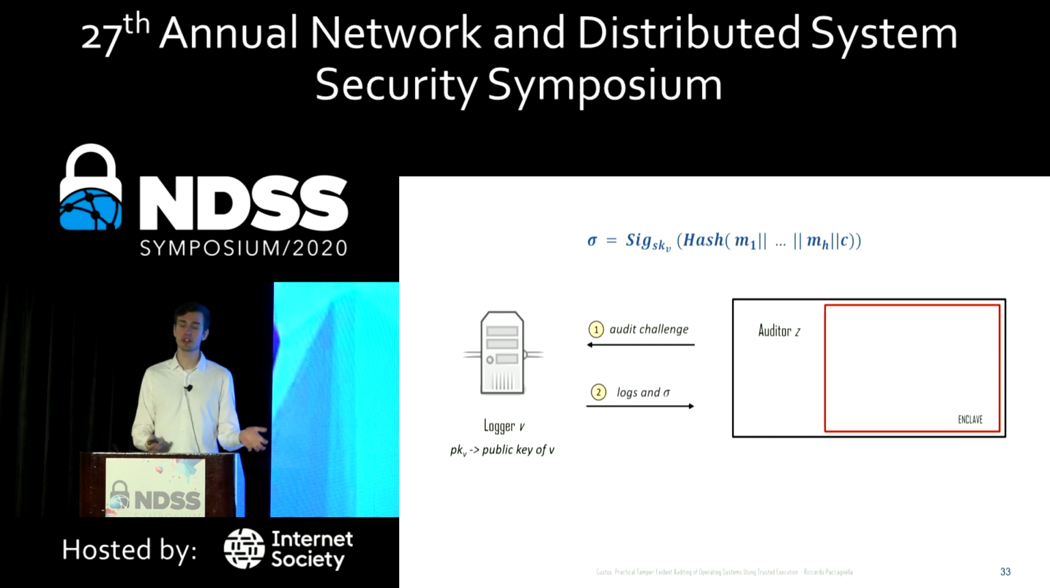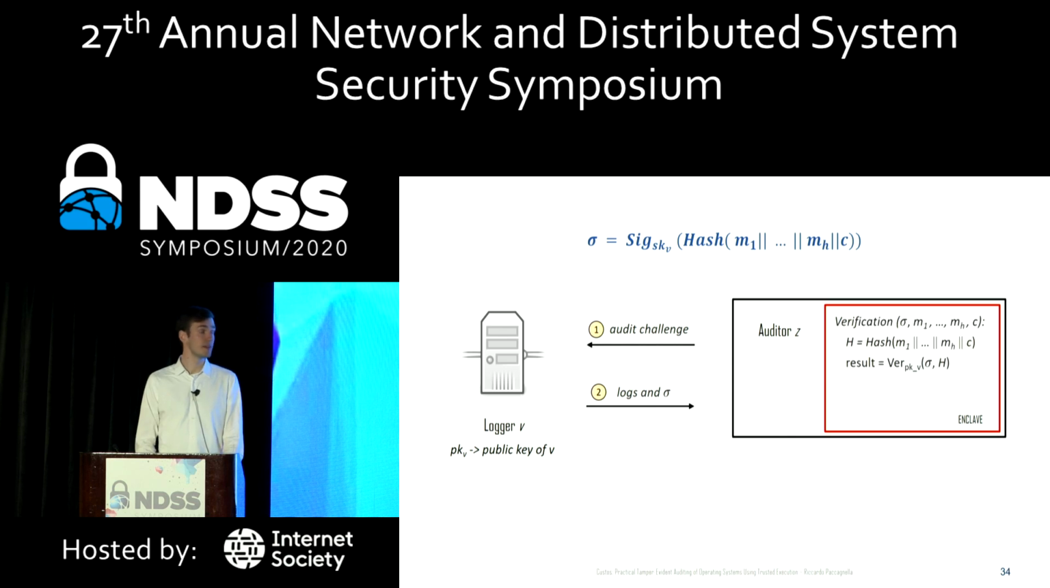At this step, auditor Z, all it has to do is verify that the proof and the logs are matching. So they will recompute the hash the same way that the logger has actually done it, and then run the public key verification scheme to verify that the proof is correct.